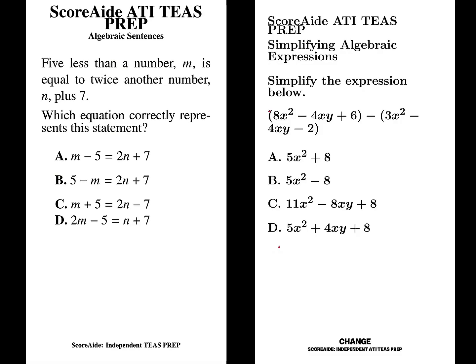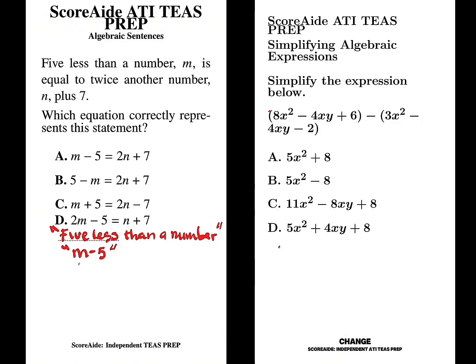5 less than a number m is equal to twice another number n plus 7. Which equation correctly represents this statement? So 5 less than a number, 5 less than a number, we mean what? This statement, 5 less than a number m, we mean m minus 5, right?